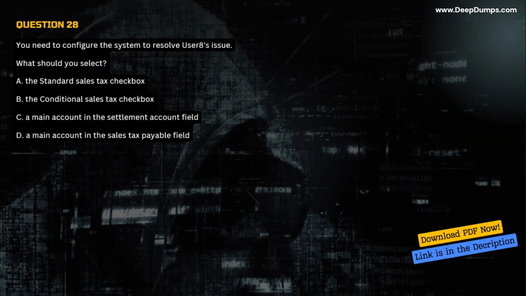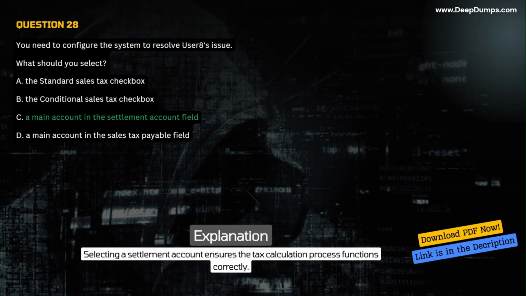Question 28. You need to configure the system to resolve user 8's issue. What should you select? A. The standard sales tax checkbox. B. The conditional sales tax checkbox. C. A main account in the settlement account field. D. A main account in the sales tax payable field. Correct answer, C. A main account in the settlement account field. Explanation. Selecting a settlement account ensures the tax calculation process functions correctly.